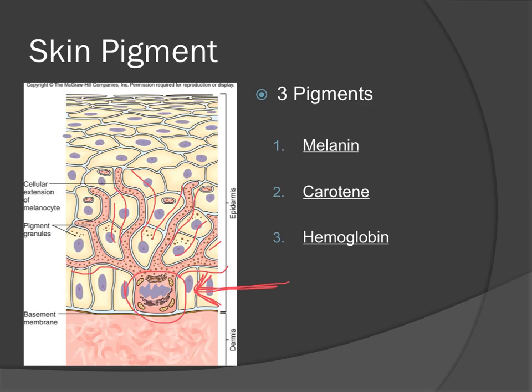The second pigment is called keratin. Keratin is an orange-yellow pigment that we get from a lot of the foods that we consume. Vegetables such as carrots, sweet potatoes, squash, those that have an orange or yellow pigment to them contain a lot of keratin. Now, since adults have a variety of foods that we eat, we really don't see the effects of keratin come through in our skin color.